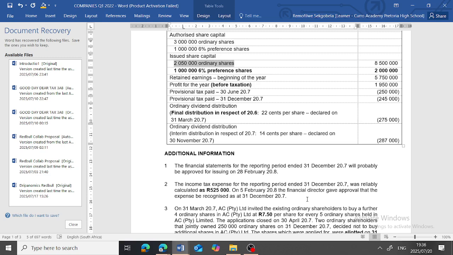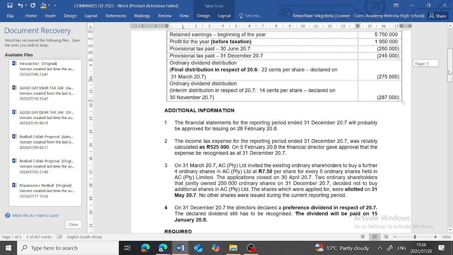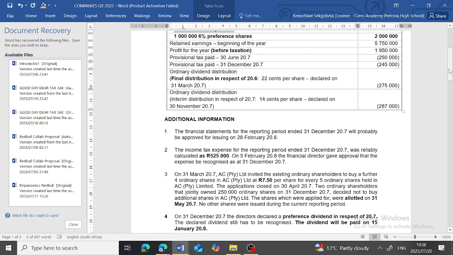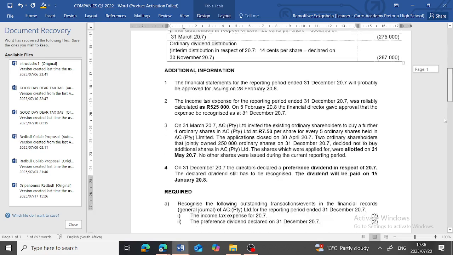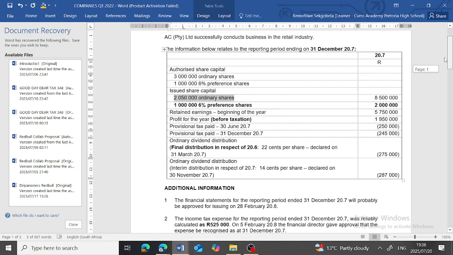800,000. What mistake? No. What Moodle? Is this not the same activity, my brother? Here there's no mistake. This is another one on Moodle. It's a different one. No, I'm pretty sure. Is it the same one? Yeah, I'm sure it says existing ordinary shareholders to buy a further 4 ordinary shares. It should say further 800,000 shares. No, my brother, the figure is correct.